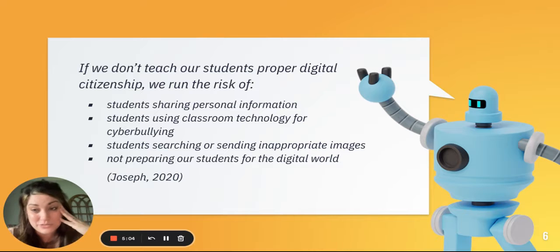And a student cyberbullied me when we started blogging, like a long time ago, 15 years ago, before content was really being enforced. And so I remember I was a victim of cyberbullying, and it was not fun. Students searching or sending inappropriate images. We've had instances like that on the kids' phones that they come to school and they are talking about. And we are just not preparing our students for the digital world.